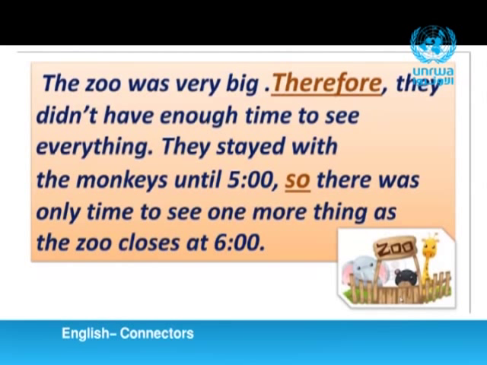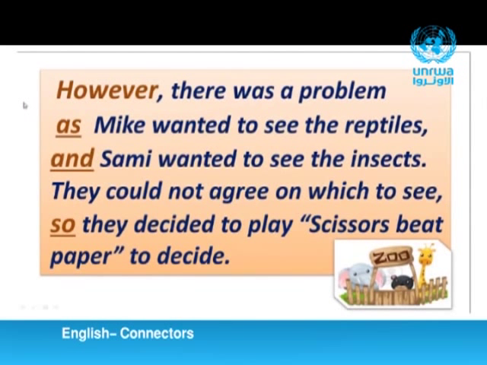They stayed with the monkeys until 5 o'clock. So there was only time to see one more thing, as the zoo closes at 6 o'clock. However, there was a problem, as Mike wanted to see the reptiles and Sammy wanted to see the insects. They couldn't agree on which to see, so they decided to play scissors, beat, paper to decide.